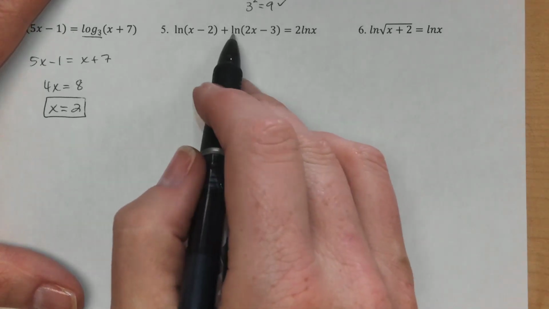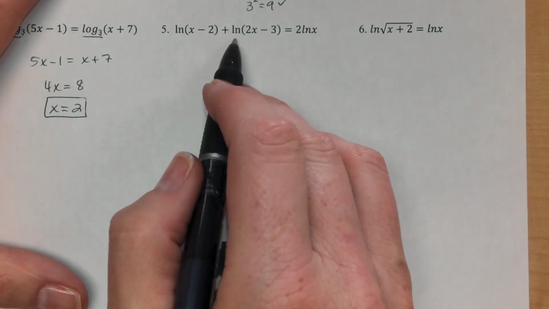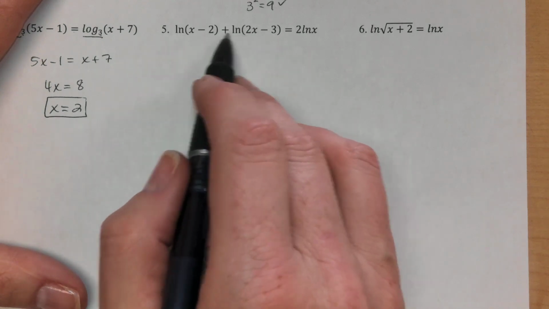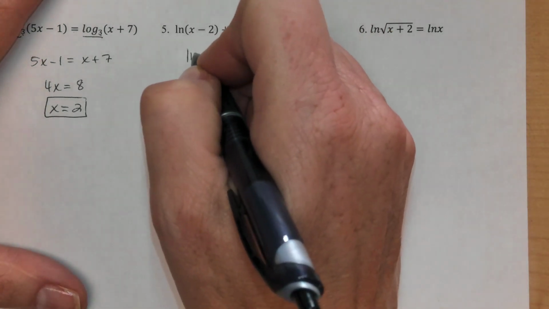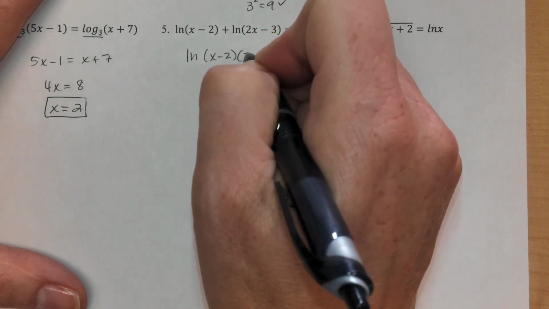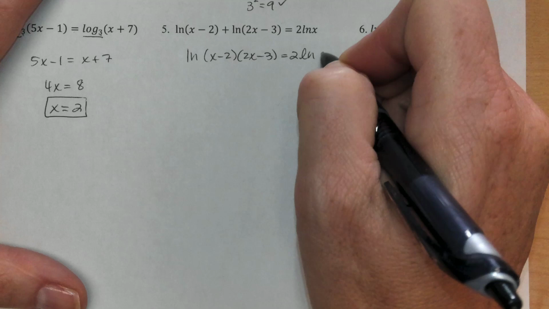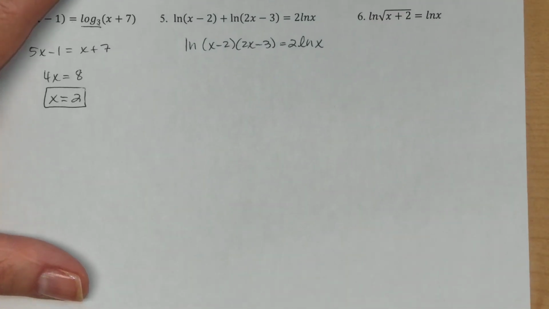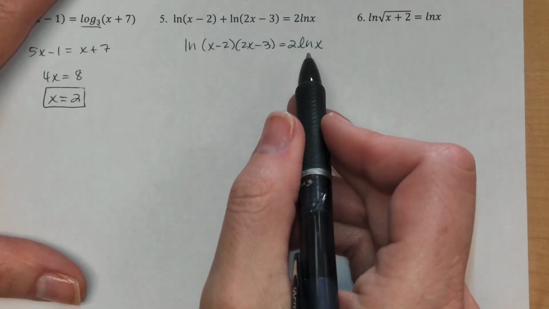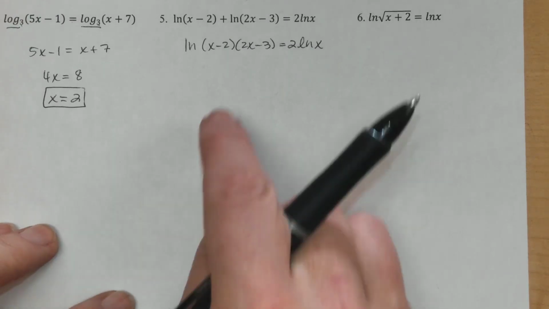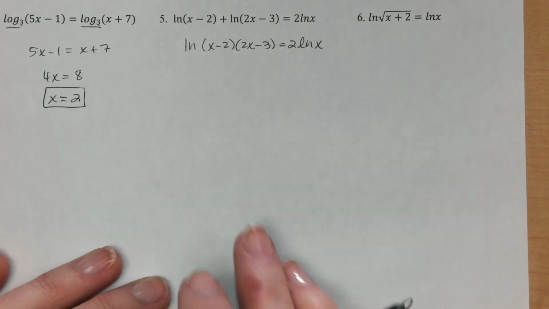Here I've got two logs again. They happen to be natural logs, but they're logs just the same, and they're being separated by addition. So I'm going to smush them together. I'm going to condense them together with multiplication. And then I do have natural logs on both sides. That's an interesting situation. And then I've got two sets of parentheses there that look like eventually I might have to FOIL this and kind of FOIL that out.